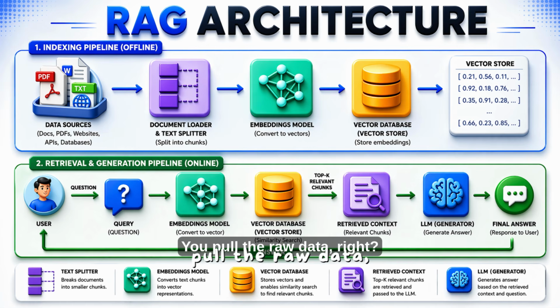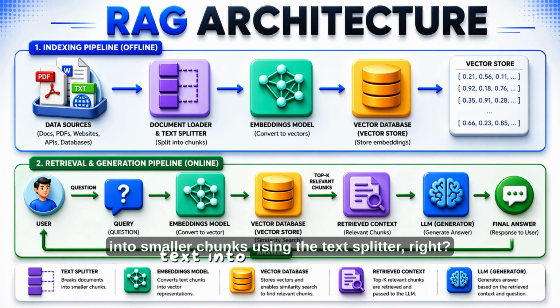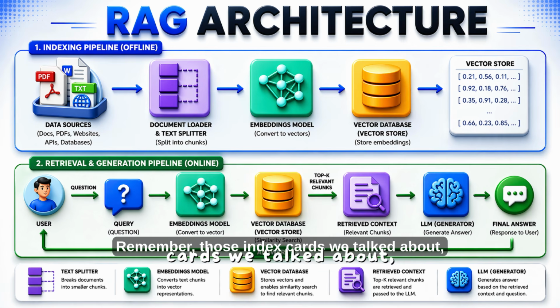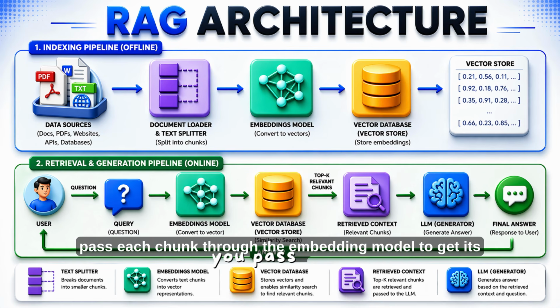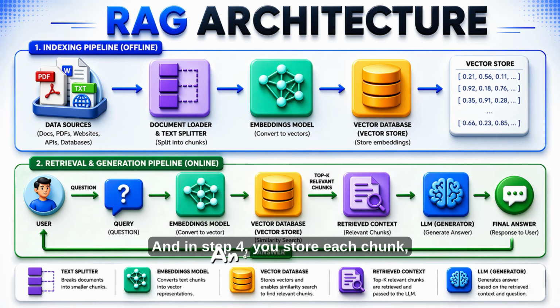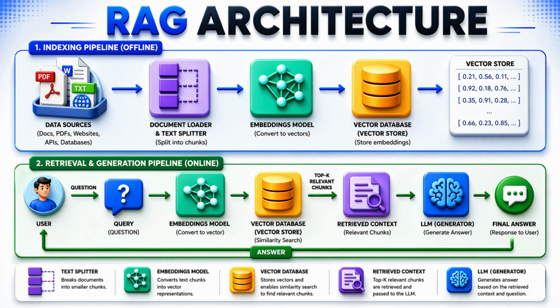You pull the raw data, right? So in step 2, you split all that text into smaller chunks using the text splitter. Remember those index cards we talked about? This is where you make those index cards. Then in step 3, you pass each chunk through the embedding model to get its vector. And in step 4, you store each chunk, both the text and its vector, in the vector database.